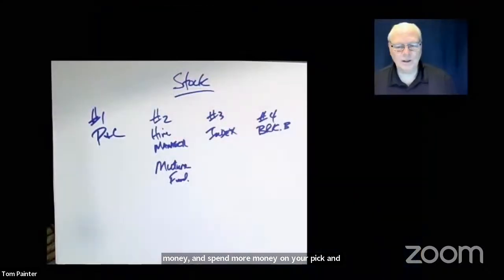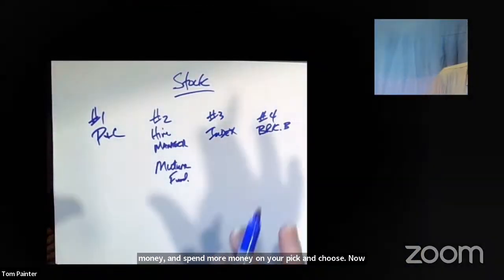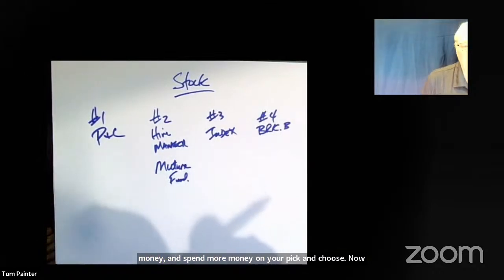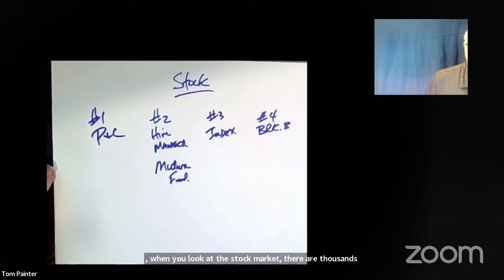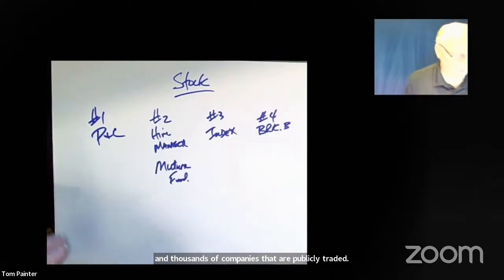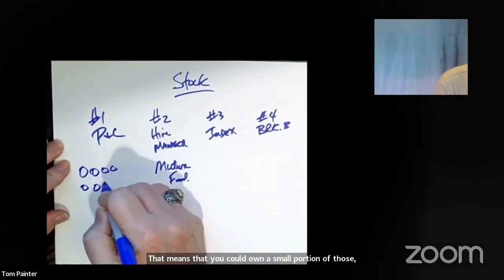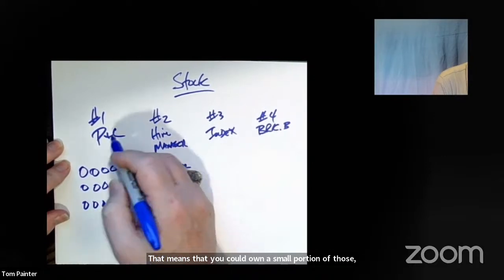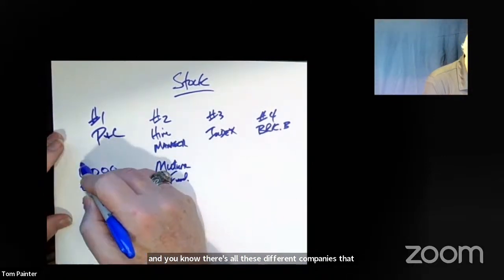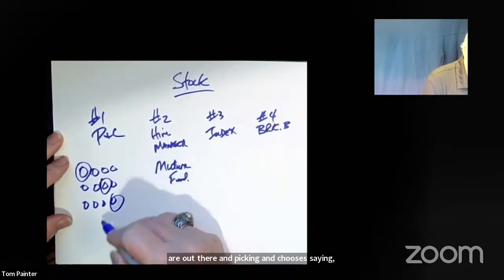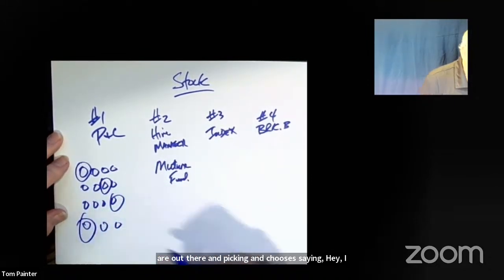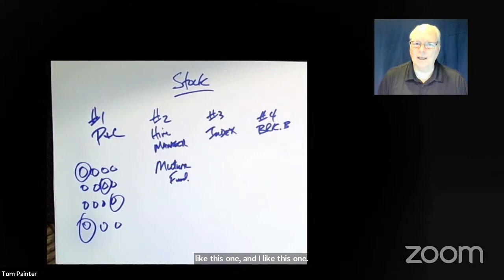Now, when you look at the stock market, there are thousands and thousands of companies that are publicly traded. That means that you can own a small portion of those. And there's all these different companies that are out there. And picking and choosing and saying, hey, I like this one, and I like this one, and I like this one, and I like this one.